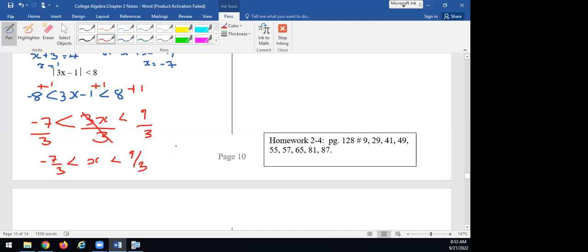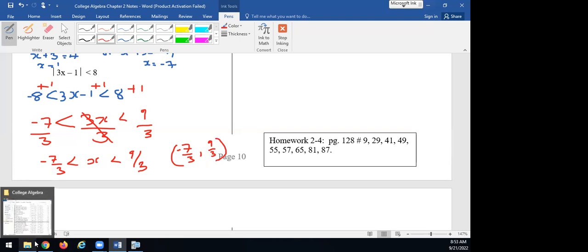And you can also put this in interval notation if you want. Negative 7/3 to 9/3. Because sometimes the problem will ask you to write it in interval notation, so get used to it. No, fraction is fine, or decimal, whichever you prefer. But you don't need to go ahead and leave it as a fraction, that's fine.